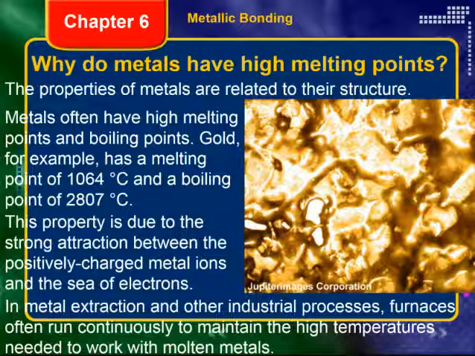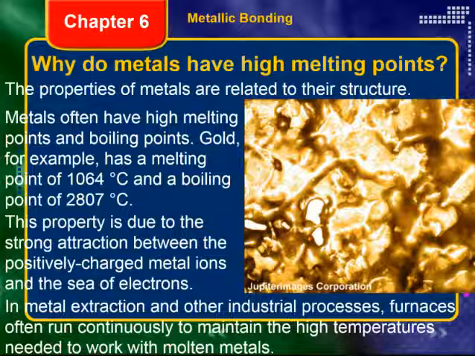There are some metals like mercury, for example, that is a liquid at room temperature, but that's not the norm. Most metals have very, very high boiling points and melting points. Again, this property is due to the strong electrostatic attraction between positively charged metal cations and the sea of electrons. It's so strong, in fact, that in order to overcome those attractions and move from the solid state into the liquid state, you're going to have to provide a temperature of over 1,000 degrees Celsius.